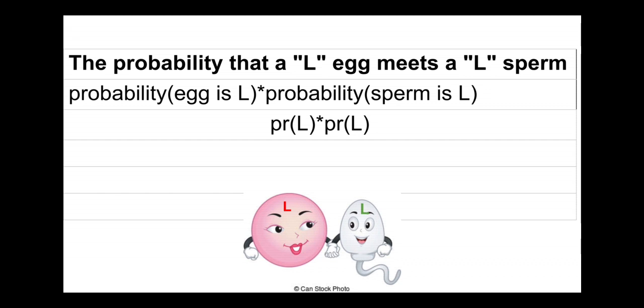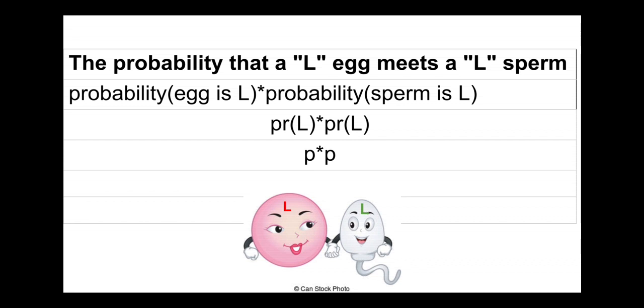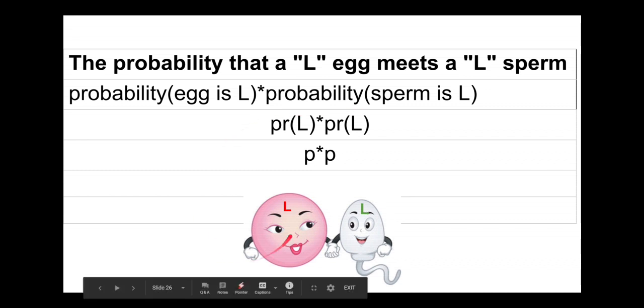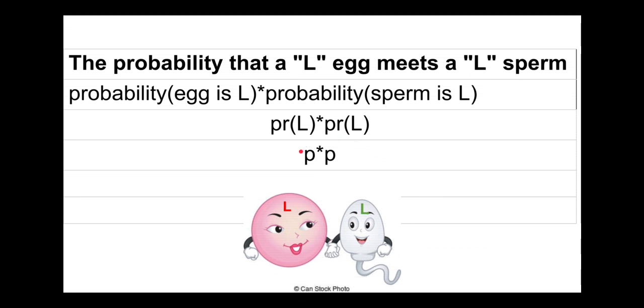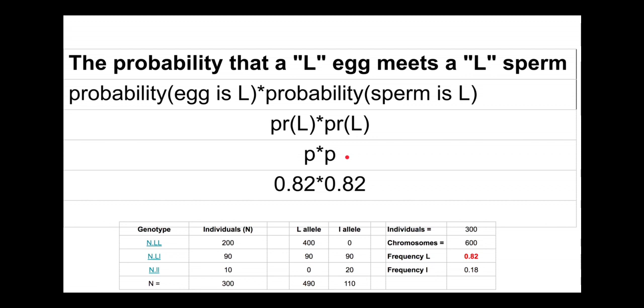And in population genetics, we shorten it further. We use a symbol, P or Q. In this case, I'm going to be using the symbol P to mean the frequency of the dominant allele, the frequency of L. So the probability that a big L egg meets a big L sperm in our gene pool is the frequency of the big L allele in eggs times its frequency in sperm. So P times P, that's going to be 0.182 times 0.182. This is called the joint probability of these two events occurring.